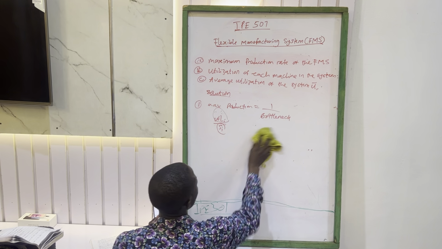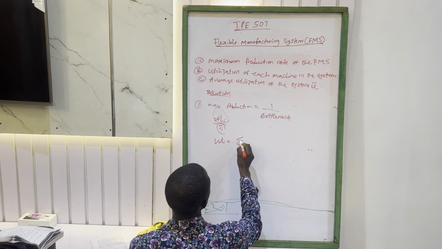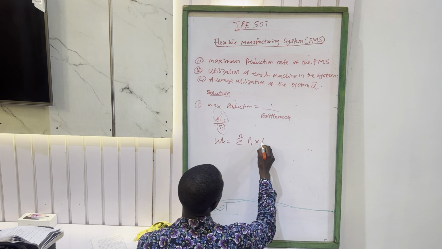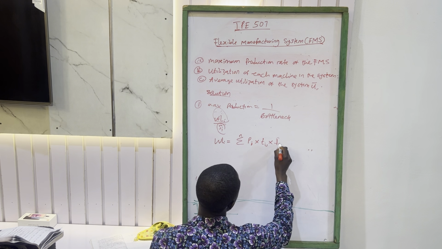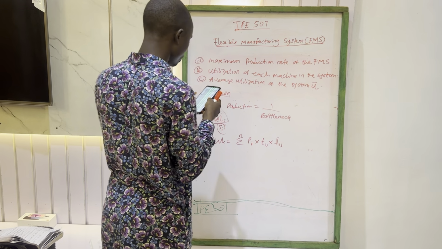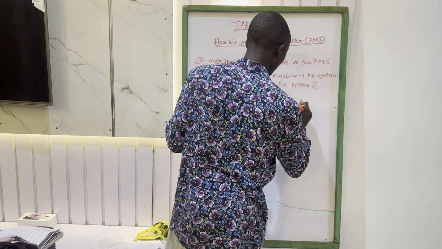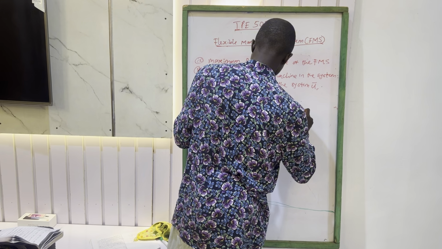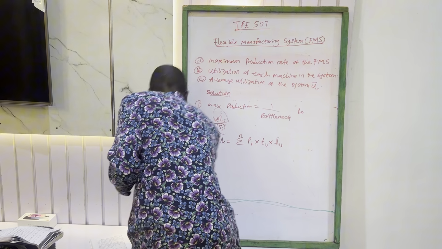I gave the formula at the beginning of the course: WL_i equals the summation of the part mix times total operating time times the operating frequency, if we were given. So now, for the first machine, we have load and unload.